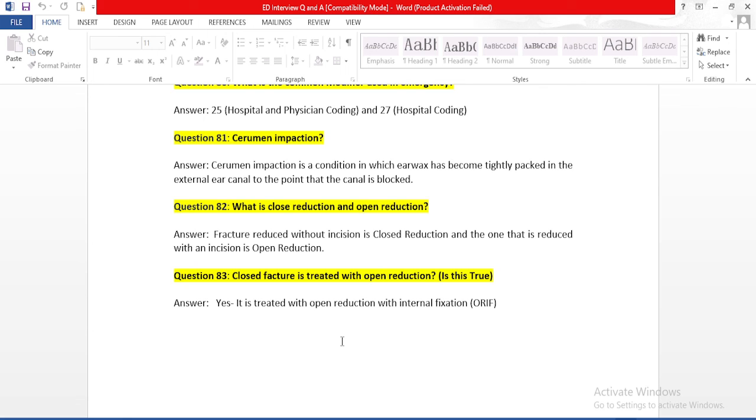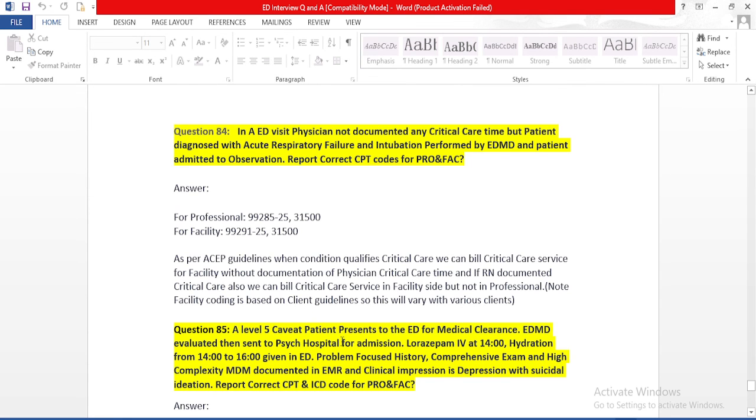So we have a few scenarios here. So in an ED visit, the patient has no documented critical care time, but the patient is diagnosed with acute respiratory failure and intubation is performed by the EDMD and the patient is admitted to observation. Report correct CPT codes for profee and facility. For profee, we will use 99285-25 and 31500, and for facility 99281-25 and 31500.